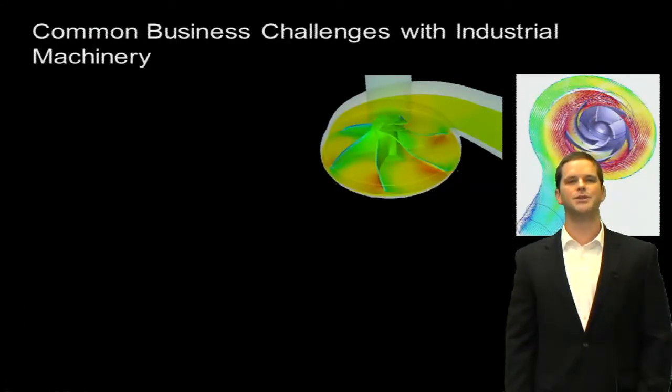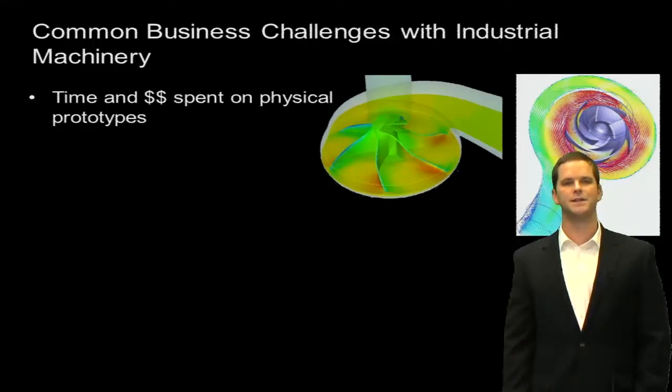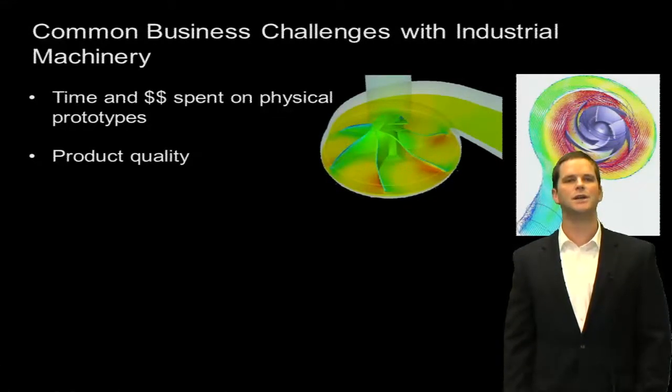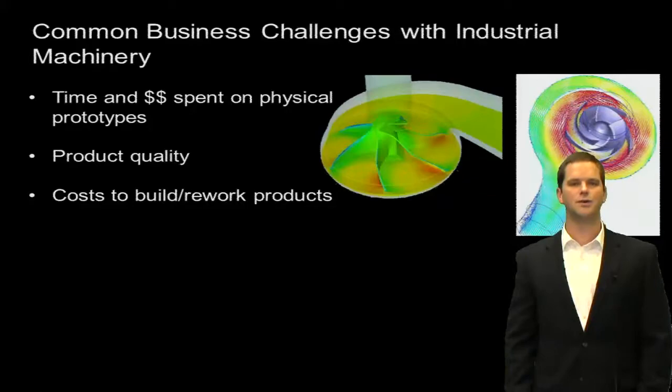Okay, so how about some of the business challenges with industrial machinery? Well, time and money spent on physical prototypes can be extensive. So we want to help reduce the physical prototyping and testing process because that's expensive as well. Product quality is obviously very important. We can't release products to market that aren't of high quality. If there are recalls or issues, warranty issues, it's bad liability-wise, reputation-wise, and cost-wise. So simulation helps address that. Cost to build and rework products, if we do have recalls or issues in the field, can be very high.